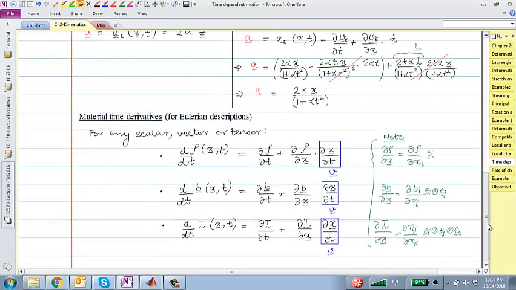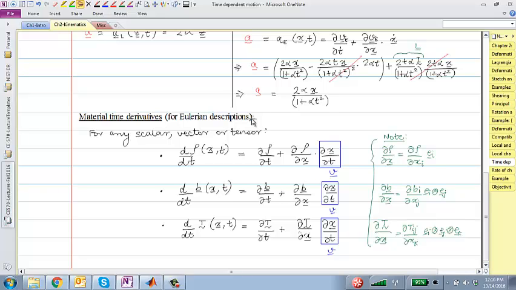All right, so related to this, as I was mentioning, there is this concept of something called the material time derivative, and this is for Eulerian descriptions. This is something you'll very commonly see in maybe older mechanics books, if you have seen them. But here's what this means.